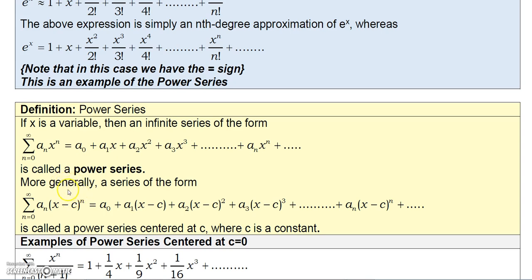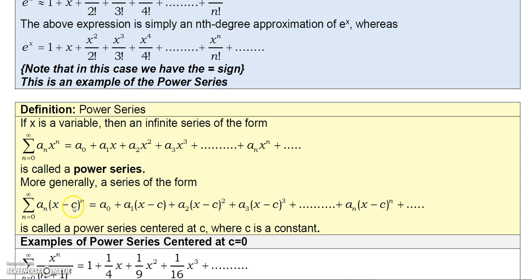Now, if we replace x with x minus a constant, then in that case, we would say we're centering the power series about that constant. So up here, the power series is centered about 0. But down here, this is how the power series would look if we centered it about the constant c. So again, it would look very much the same.